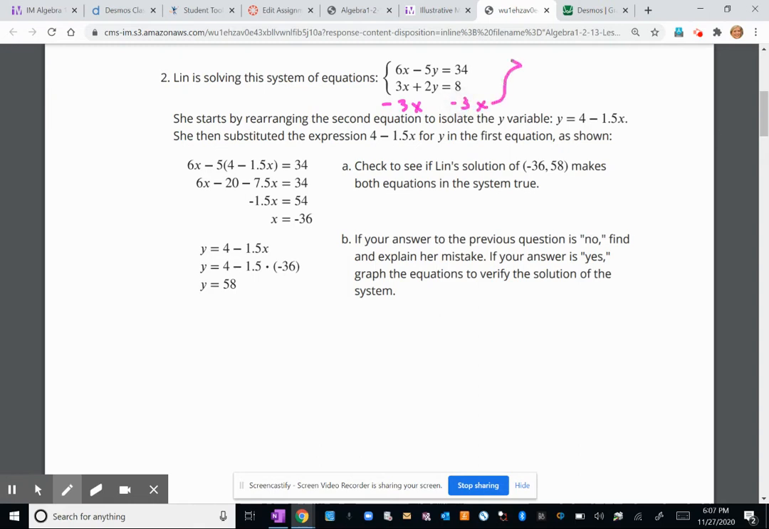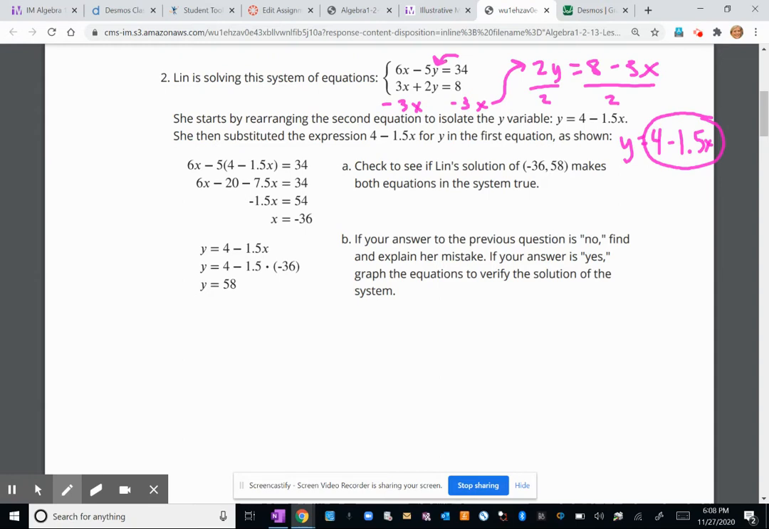So then she has 2y equals 8 minus 3x, and then she divided by 2 on both sides. And so y equals 8 divided by 2 is 4, and 3x divided by 2 is 1.5x. So y equals 4 minus 1.5x. So that was correct. Then she took this and substituted in for y in the first equation. Okay, so I can see that there. And I actually see her mistake in the second step.